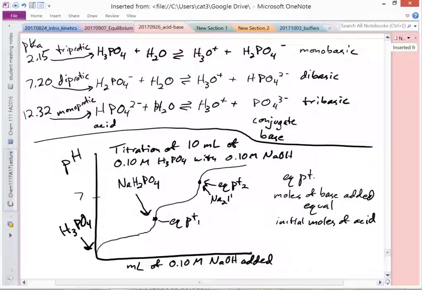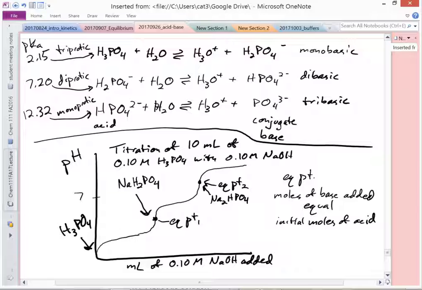For labeling in the lab course, you don't need to put the chemicals. I think it's useful to think about what chemicals are dominant as you go through this, but you don't have to for the labeling purposes. You are asked, however, to label the buffering regions. What does it mean to buffer?